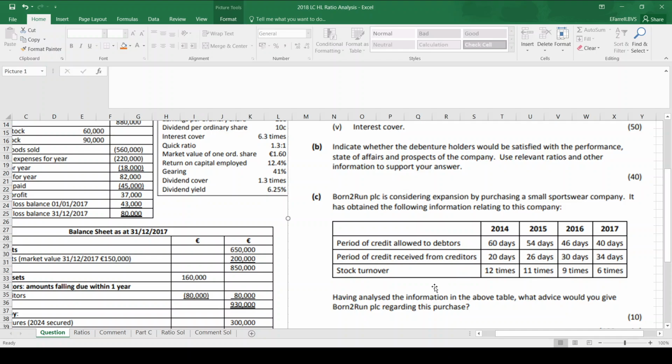It's gone down. The period of credit received from creditors. So this is the amount of, when you purchase something, how much time are people allowing you to pay it back. So that's gone from 20 to 34. It's gone up, which is good also. And the stock turnover, how quickly the stock is turning over, has gone from 12 to 6, which isn't good. So we need to comment on this. What advice would you give to Born to Run PLC about purchasing this small sportswear company?